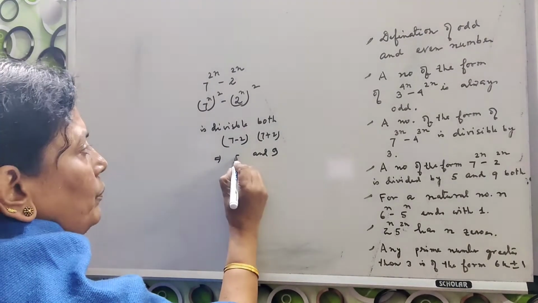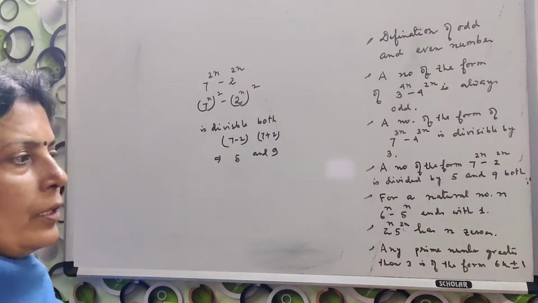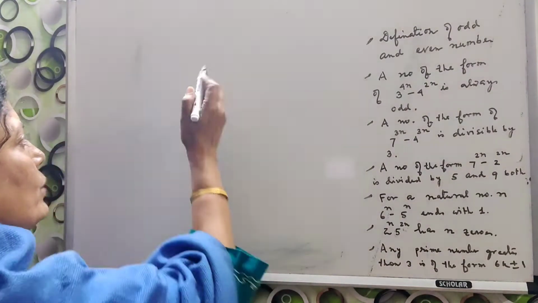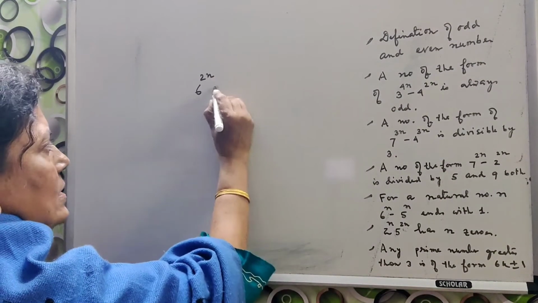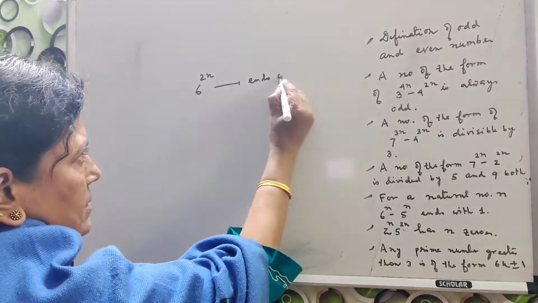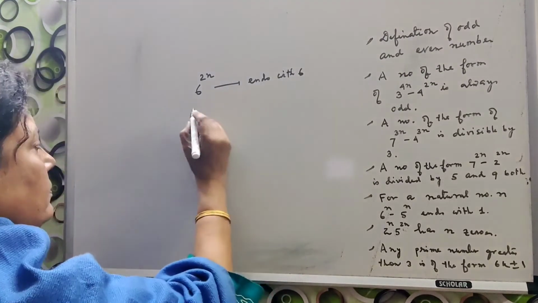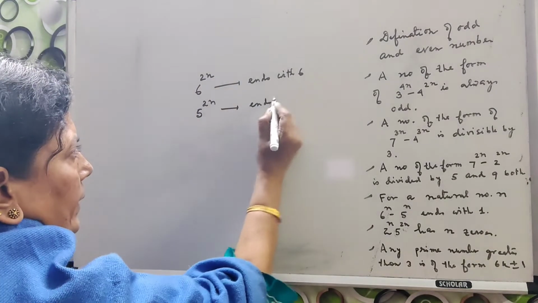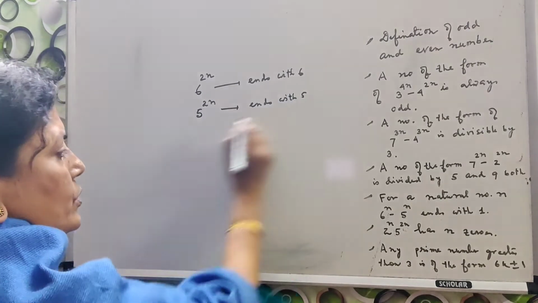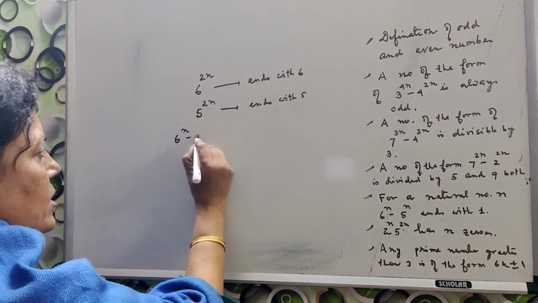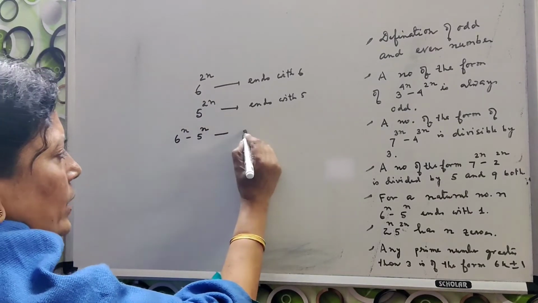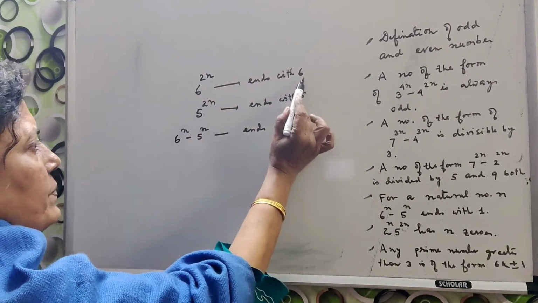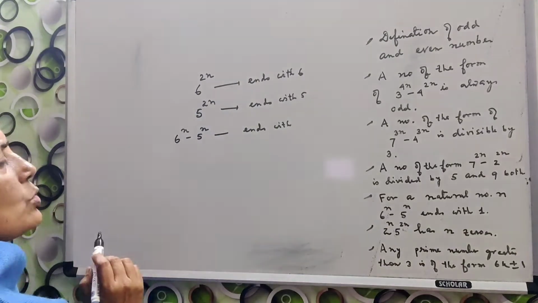Next, a number of the form, for a natural number, 6 to the power n minus 5 to the power n. First, we have to know 6 to the power n always ends with 6, and 5 to the power n always ends with 5. So 6 to the power n minus 5 to the power n must end with 1. Why? Because 6 minus 5 is 1. So it always ends with 1.